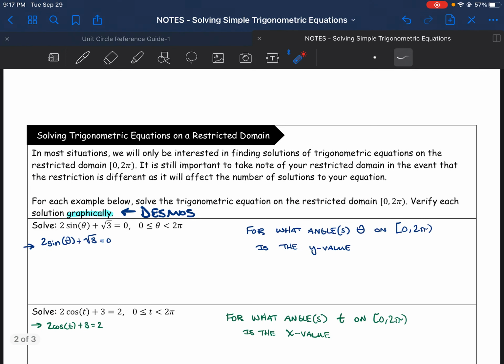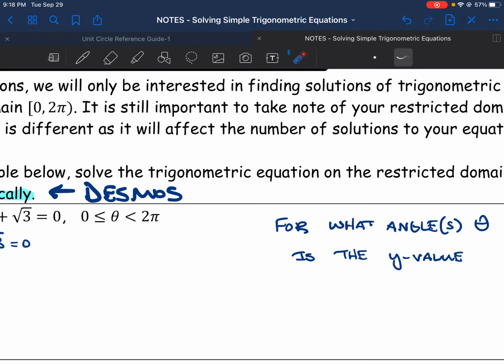Typically, in most situations, we're only going to be interested in finding solutions to trig equations on the restricted domain 0 to 2 pi. That way we don't have infinitely many solutions every single time. It's still important to take note of your restricted domain in the case that your restriction is different, as that's always going to affect the number of solutions to your equation. But for the examples in today's lesson, we're going to keep it restricted to 0 to 2 pi. So here's the first example we're going to look at.